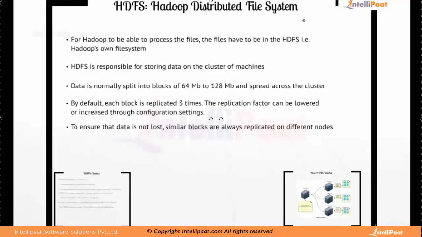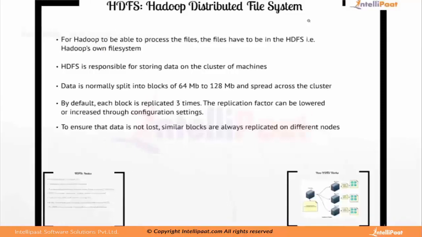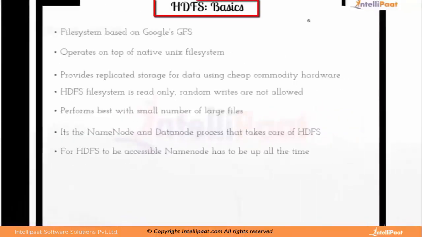Okay. So HDFS. For Hadoop to be able to process the files, they will have to be in HDFS first. We understood that for me to process any data, the data has to be dumped inside HDFS. HDFS is responsible for storing data. Data is normally split into blocks of 64 or 128 MB and spread across the cluster. By default, each block is replicated 3 times and it's configurable. Now, logically, to ensure data is not lost, similar blocks are always replicated on different machines. Why would you replicate the same block on the same machine? So, HDFS basics.